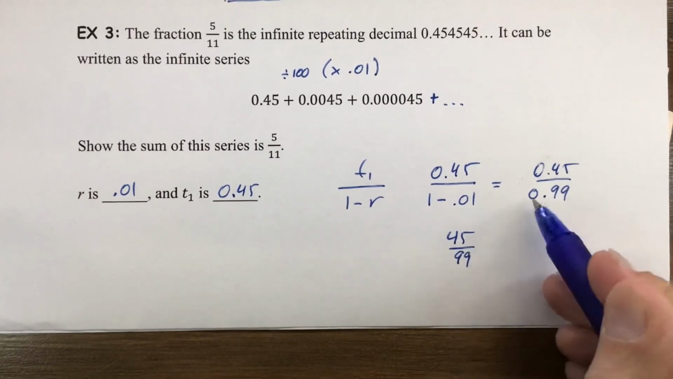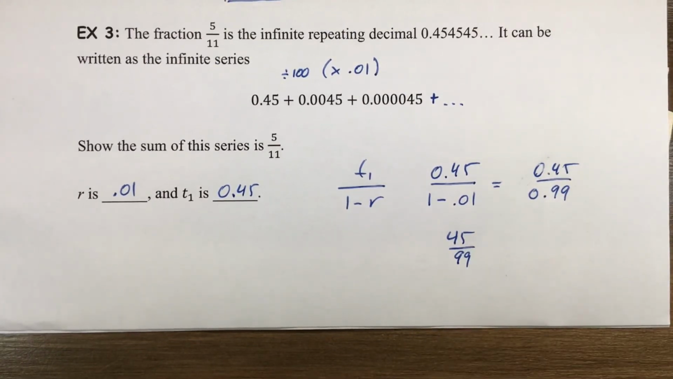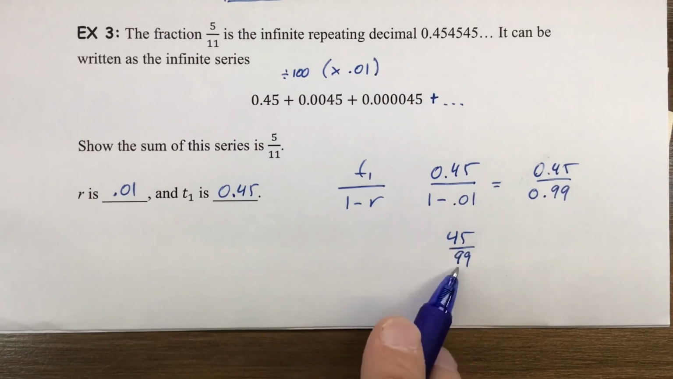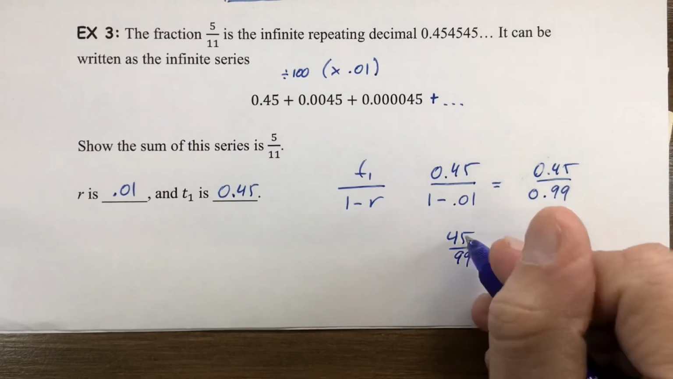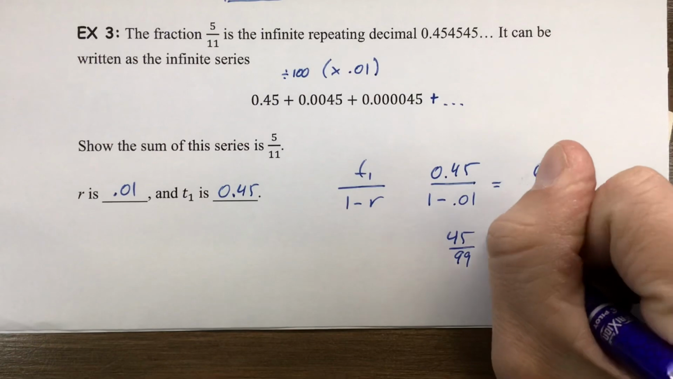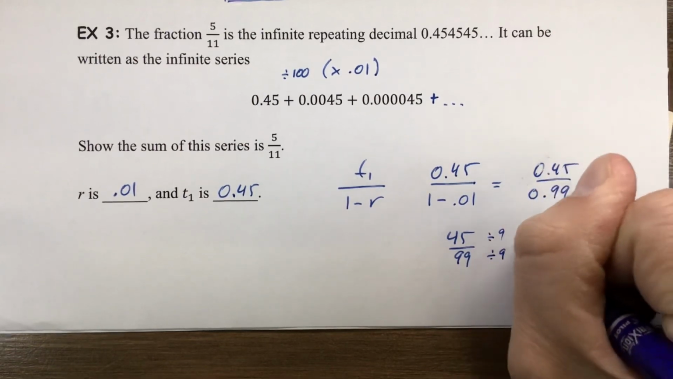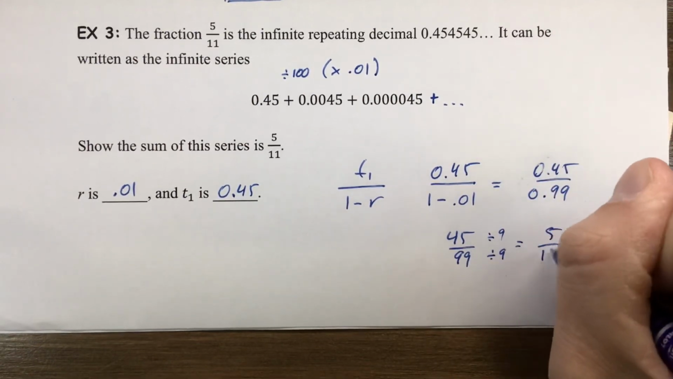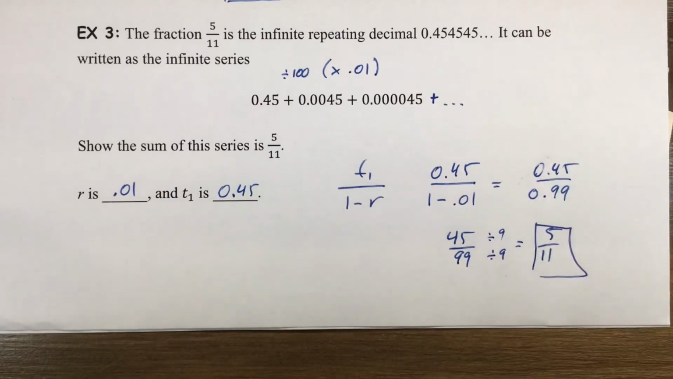These are equivalent fractions now. You can then reduce by the common factor they have, which is a 9. If you divide top and bottom by 9, you're going to get 5/11ths, which is the same thing that we started with there.